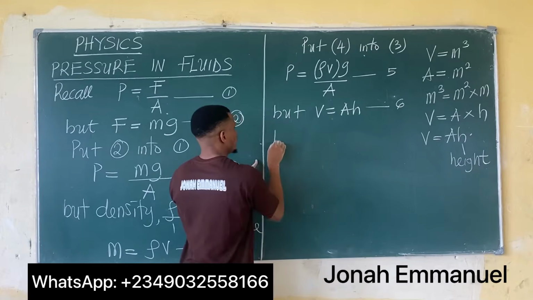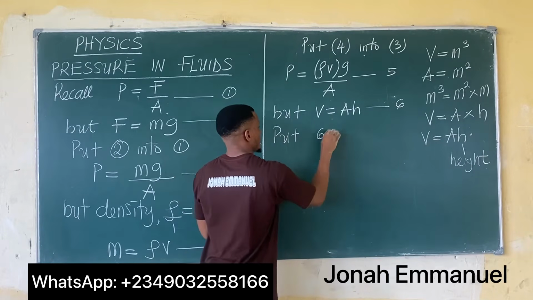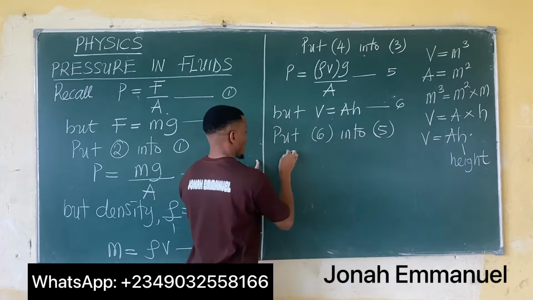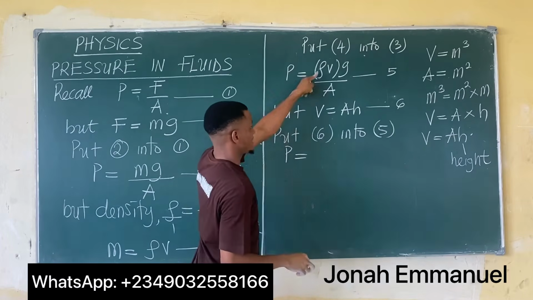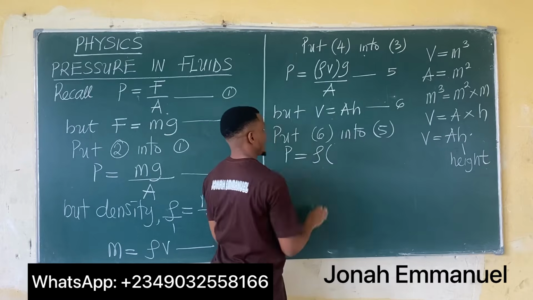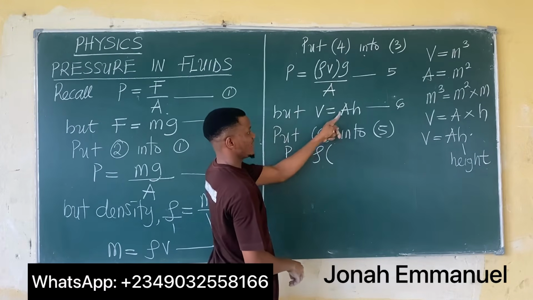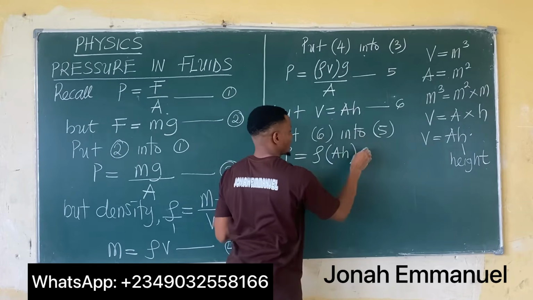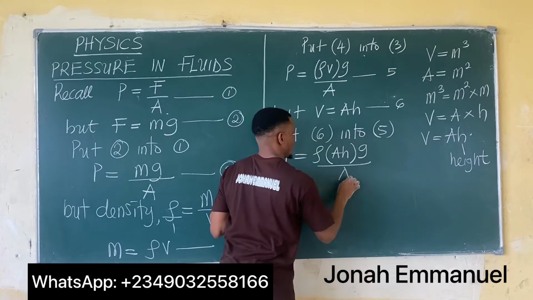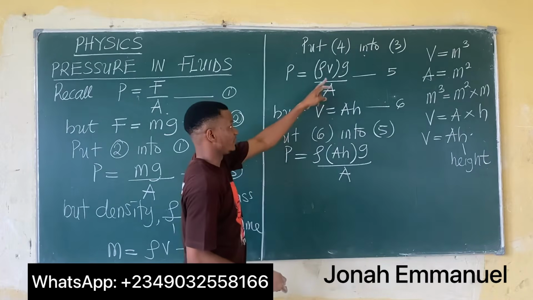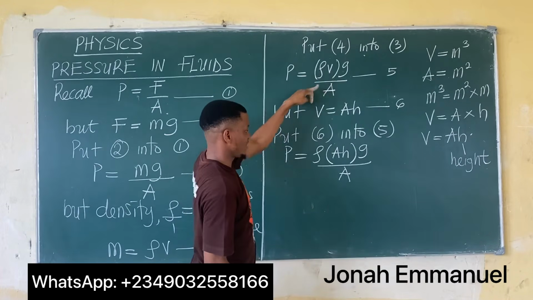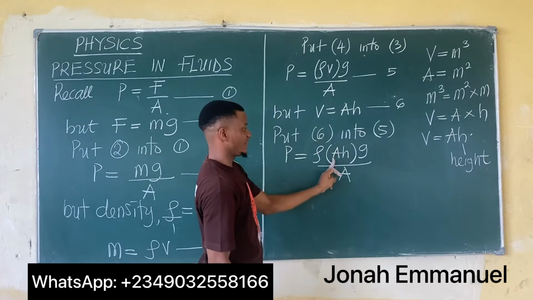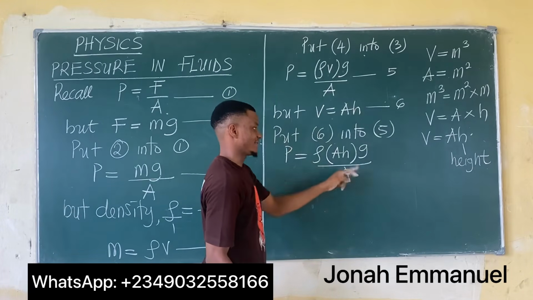Alright, if I put equation 6 into 5, what do I get? Pressure is equal to density, this times volume. Volume is area times height, so area times height times gravity, this all over area. Nothing has changed, I only replaced volume. So density is here, volume, I replaced it by product of area and height times gravity. That's there. So I have it.